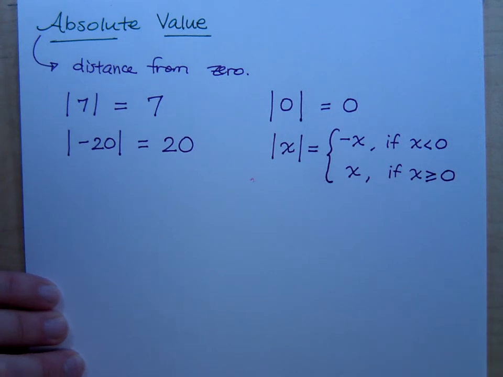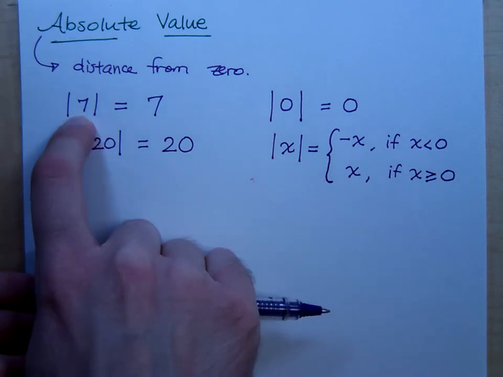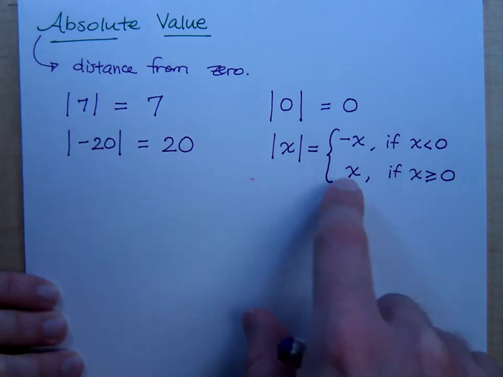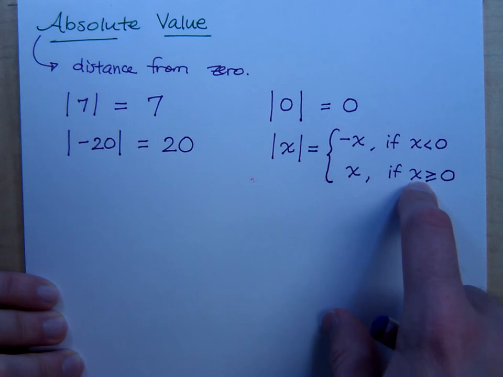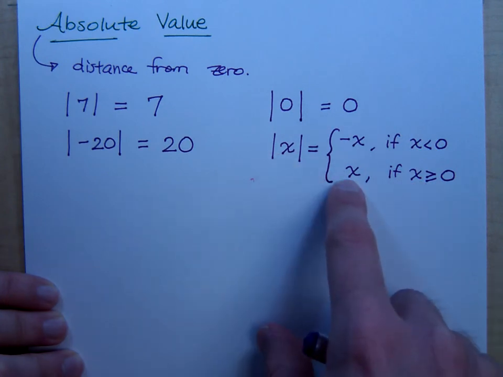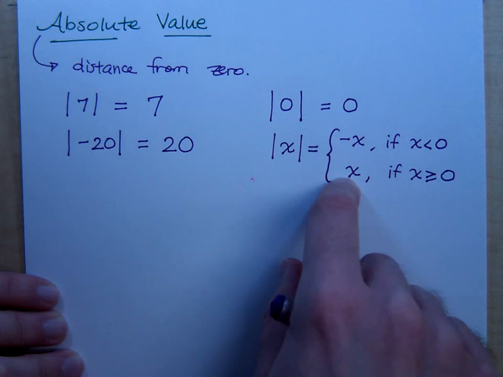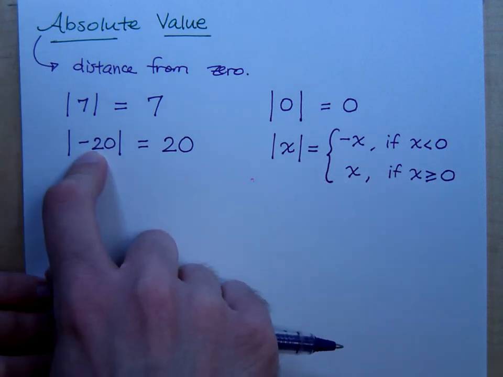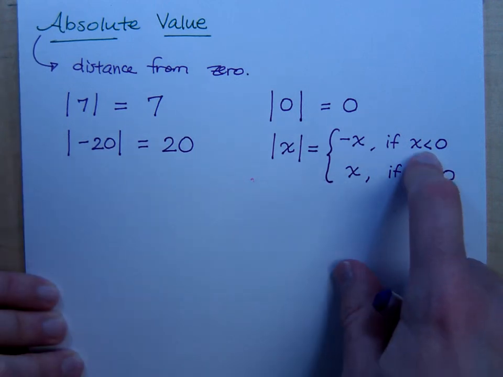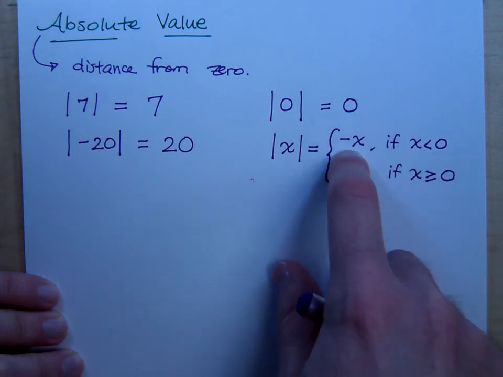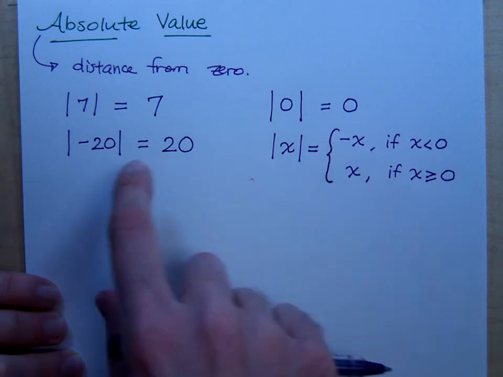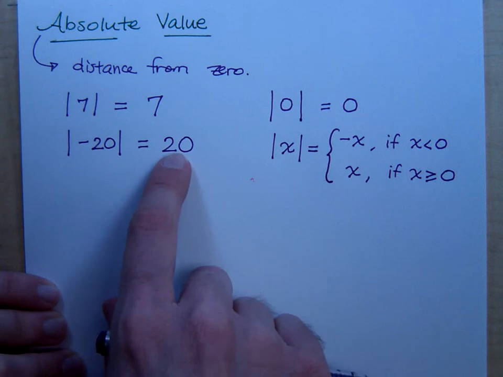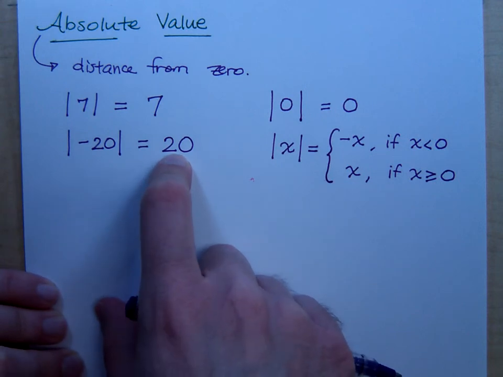Think about the examples that we have here on the left side. If I plug in 7 into the absolute value, isn't 7 greater than or equal to 0? Yes, therefore the absolute value just returns that number 7. But negative 20 is less than 0. So according to the definition of the absolute value, it doesn't return that same value that you plugged in, it returns the negative of that. So what's the negative of negative 20? Positive 20. That's how the absolute value works.